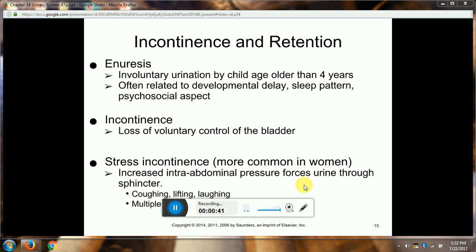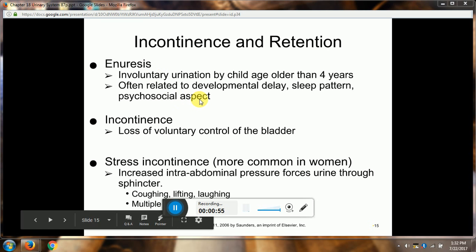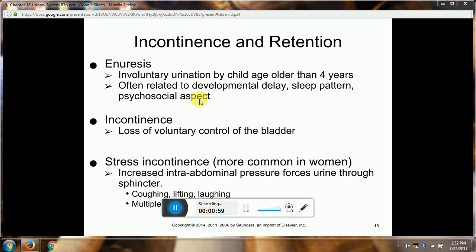There's incontinence, which would be loss of control of the bladder, loss of voluntary control of the bladder. So these individuals used to be able to control their bladder and they lost it. That's incontinence. So that's the difference between enuresis and incontinence. Enuretic patients, they're not really patients, but they're individuals that were never able to control their bladder. Incontinence would be that they were able to and then they've lost that control.